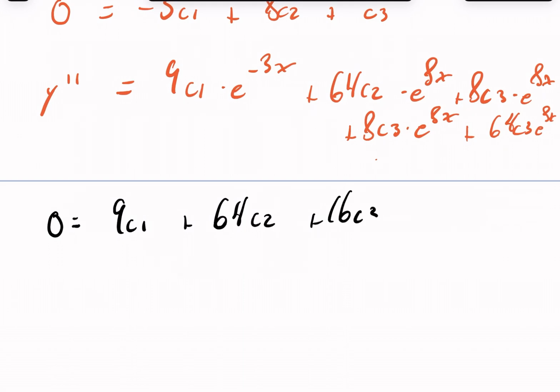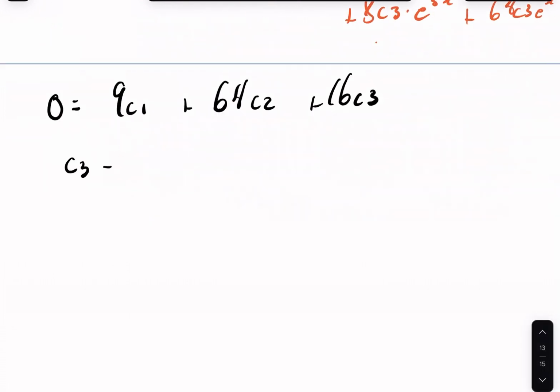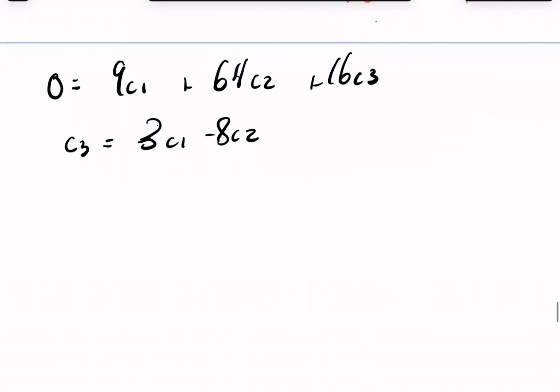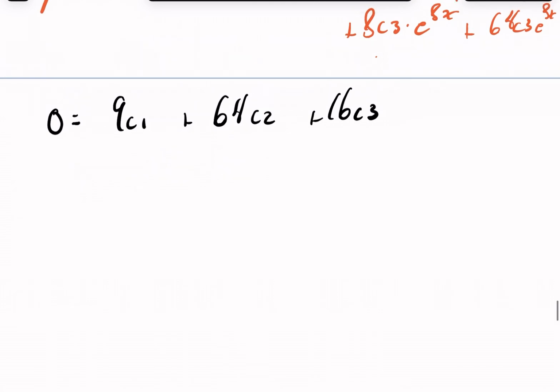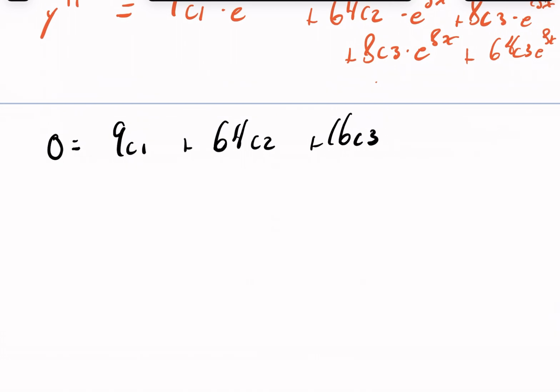plus 16c3. Now my c3 equals 3c1 minus 8c2. And now we can begin to, oh, hold on. So I'm going to get 3, this is not 0, going to get 3c1, right?